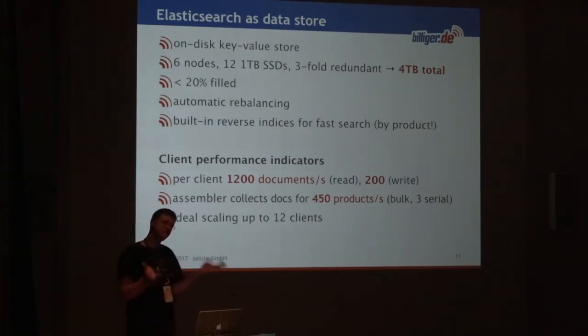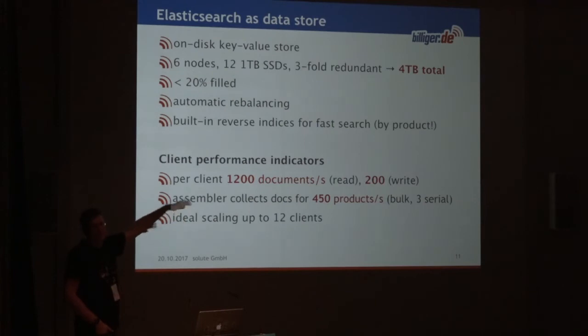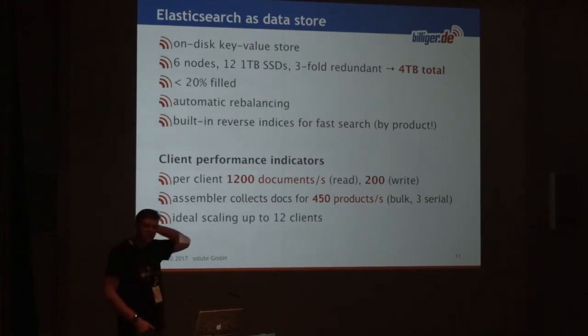Now, if it does everything so great, there must be a penalty in performance. Actually, not really. Currently, we can read with our system about 1,200 documents per second and write 200. So we have the same write performance as with Redis before, which is clear because we need to do all the search indices. But we can read already 4 times as much.